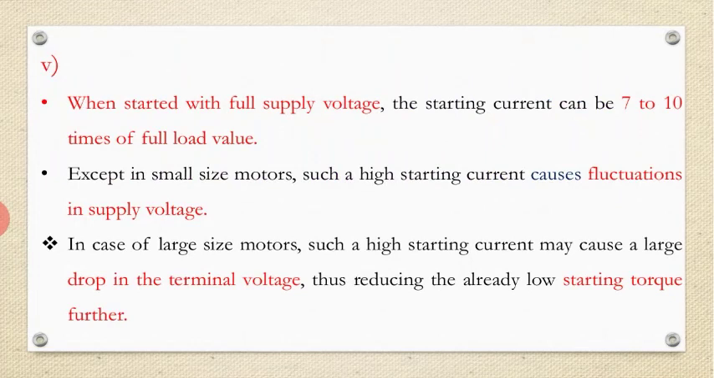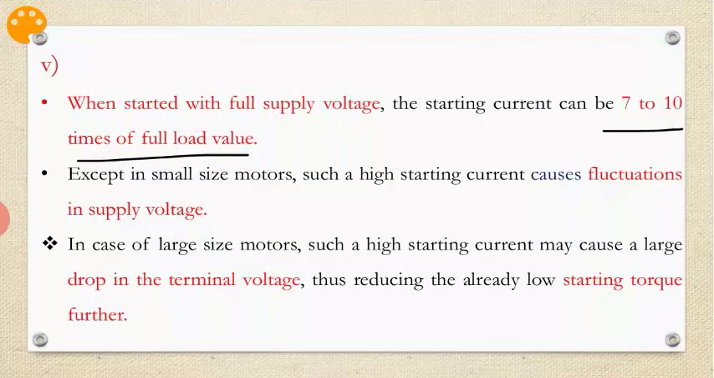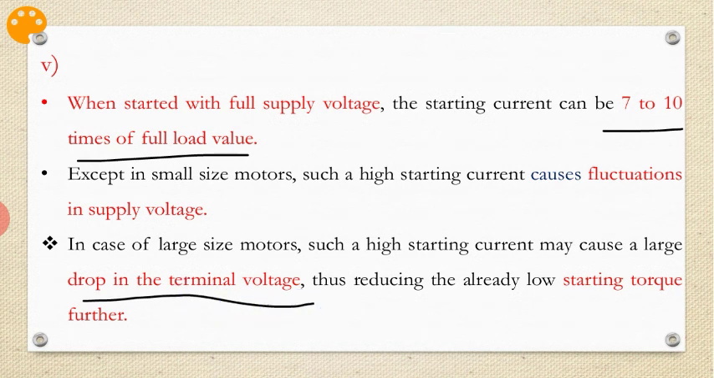Fifth one is when started with full supply voltage, the starting current can be 7 to 10 times the full load value. In a small size motor, such a high starting current causes fluctuation in supply. In case of large size motors, such high starting current may cause a large drop in terminal voltage during starting, thus reducing the already low starting torque further.